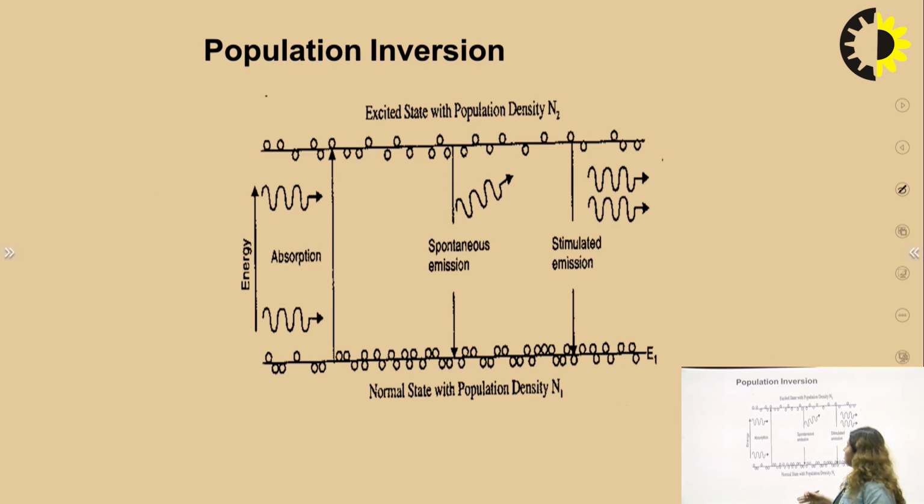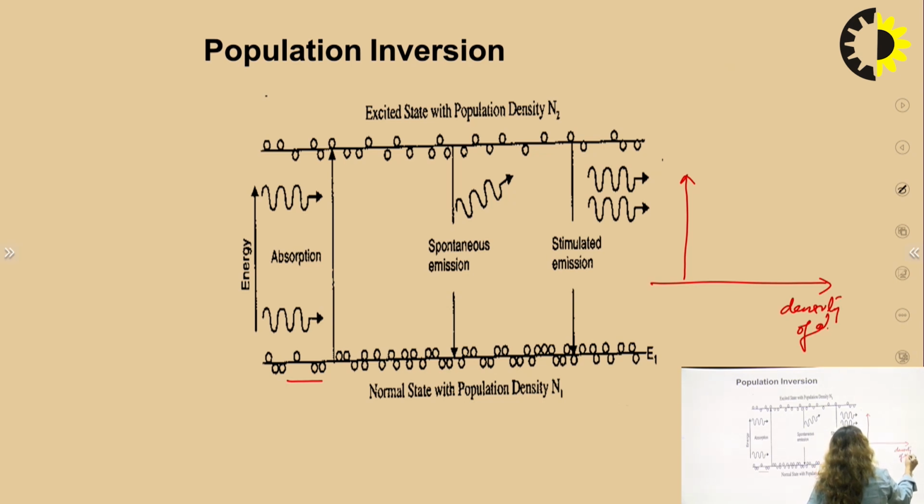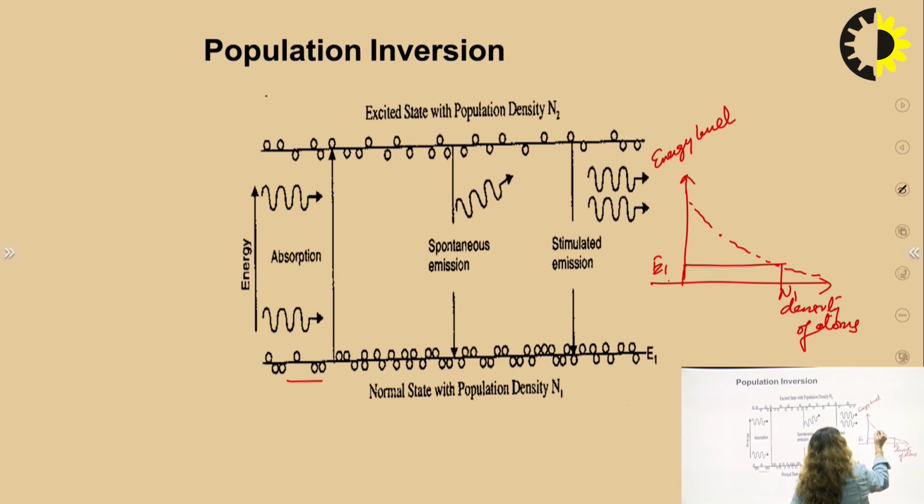Now we can see with this diagram, that is population inversion. Initially we have absorption, then we have two phenomena, spontaneous emission or stimulated emission. Normally, lower energy state atoms are much more numerous as compared to the high energy state. We can draw a diagram for this. This is density of atoms, and this is energy level. Initially the curve is exponentially decaying, so the E1 state has a higher density of atoms as compared to the number of atoms in the high energy state. This is before population inversion.